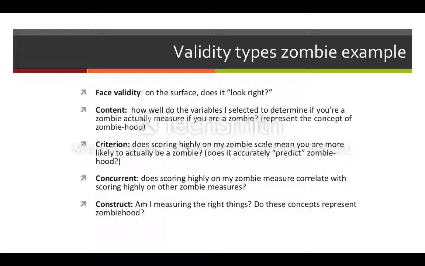We could look at criterion validity, which means, let's say, again, if we already know I'm a zombie, does scoring highly on the zombie scale predict what we already know? There's concurrent validity, which looks at, let's say there was already another instrument out there measuring zombiehood. We would expect that if my instrument has high validity, if you score high on my instrument, you would also score high on this other measure of zombiehood.